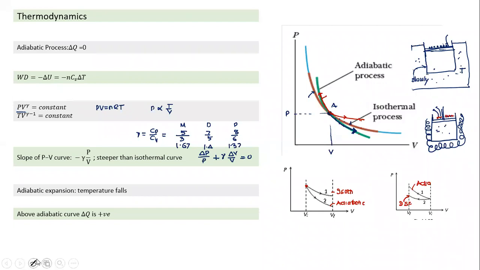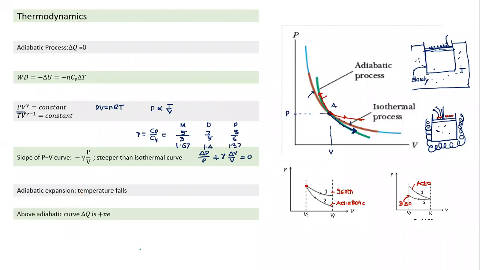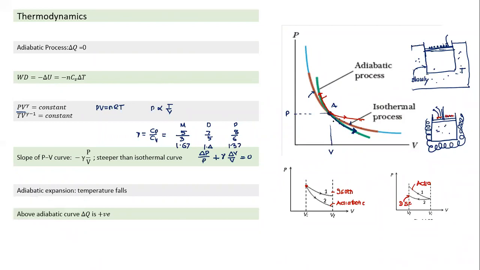Suppose we carry out a process which is something like this. Let me put some other color, let's say white. If we carry out a process like this, even more steep than adiabatic, and you know this process is PV raised to power n: PV raised to power 1 is the isothermal process, and PV raised to power gamma, which is greater than 1, is the adiabatic process. So if we have any process where the power of V is something like A, and A is greater than gamma, it will become even more steep.